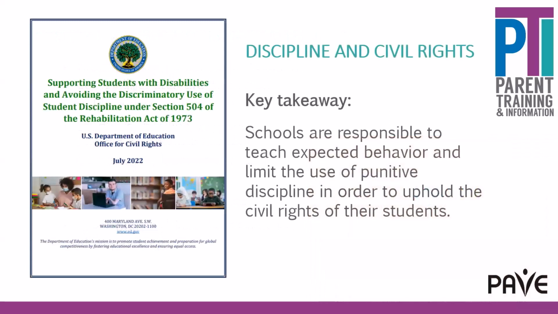Section 504 includes specific civil rights protections related to student discipline. In short, schools are required to teach expected behavior and limit the use of punitive discipline. In July 2022, the U.S. Department of Education's Office for Civil Rights issued a guidance document called Supporting Students with Disabilities and Avoiding the Discriminatory Use of Student Discipline under Section 504 of the Rehabilitation Act of 1973.